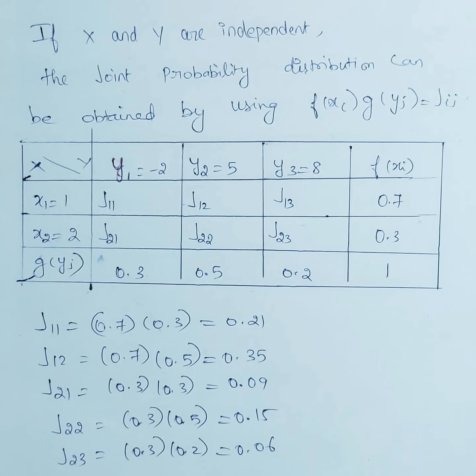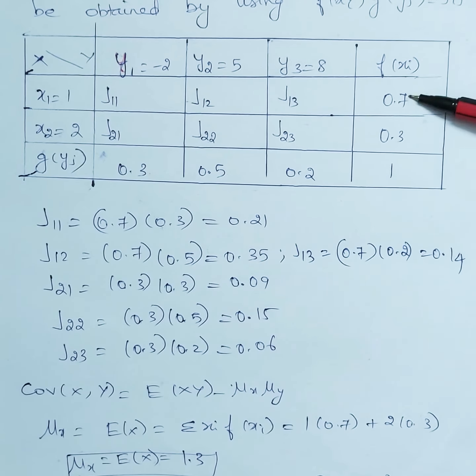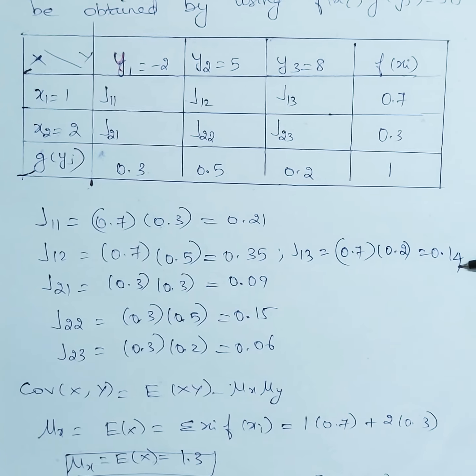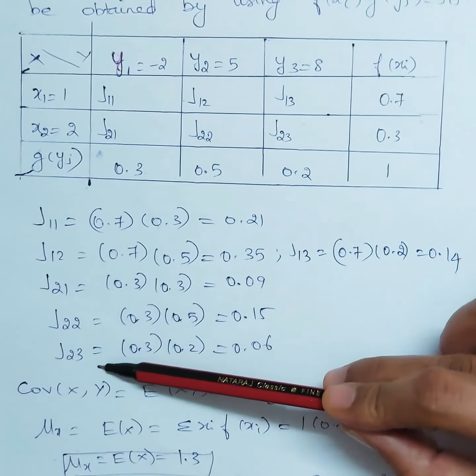J13 is, I didn't write J13, right? J13 is 0.7 into 0.2. Wait, I'll write that also. Yeah, so I have written J13 also. That is 0.7 into 0.2, so 0.14. So for the next row, J21, J22, J23.